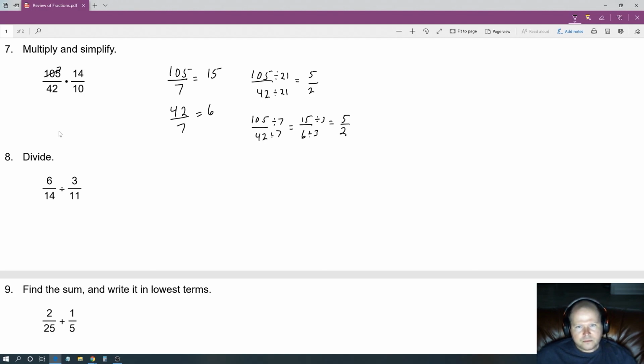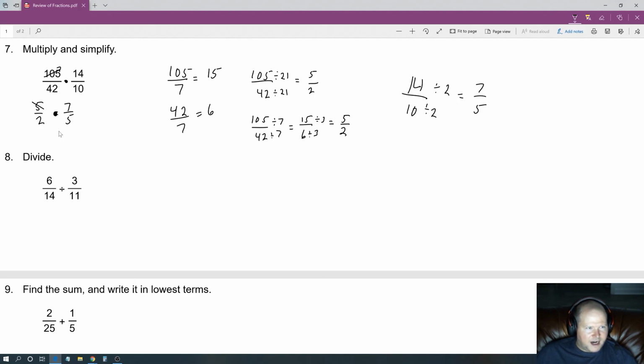Okay, so it looks like this first one, the 105 over 42, you can reduce that to 5 halves. Okay, now what can we do with the 14 tenths? Well, it looks like I can divide both of those by 2. Sorry about my handwriting. So what we get is a 7 over a 5. Okay, so what we end up with is a 7 over a 5. Now these are being multiplied together. Now what we can do after that is we can see if anything will cancel out with these as well.